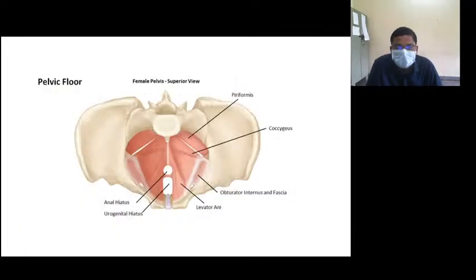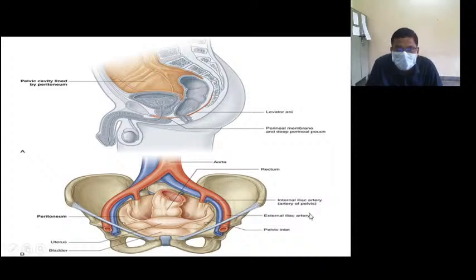The important structures which cross the pelvis are, especially in case of males and females, one structure here which I am showing you. This is nothing but the urinary bladder. When the bladder is empty, it completely lies within the lesser pelvis, that is, within the true pelvis. But when there is distension of the bladder with the collection of urine, then this bladder can extend up to the greater pelvis or the false pelvis into the abdominal region.